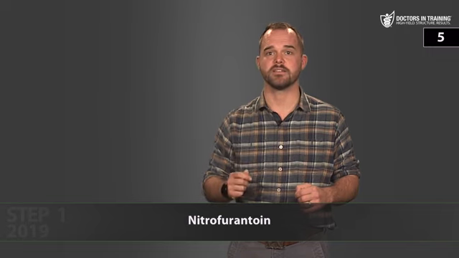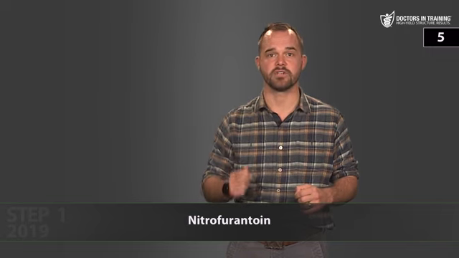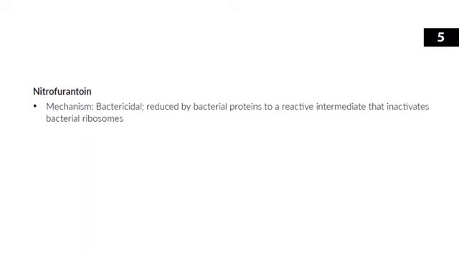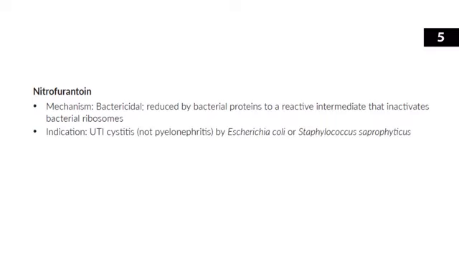Another commonly used antibiotic in UTIs is nitrofurantoin. It's bactericidal in urine. Nitrofurantoin is reduced by bacterial proteins to a reactive intermediate that inactivates bacterial ribosomes. It has to be in the presence of bacteria in order for it to become effective. This medication is really only used to treat UTIs, and generally mild UTIs.